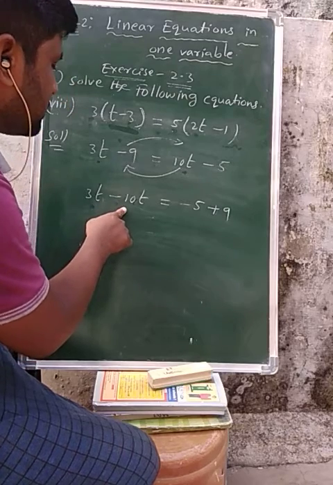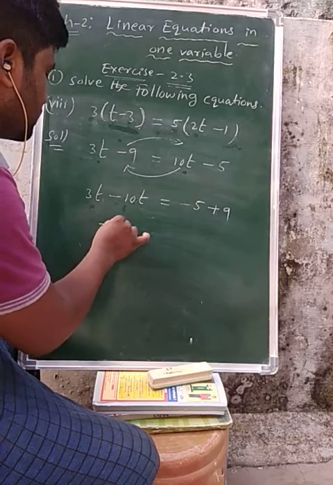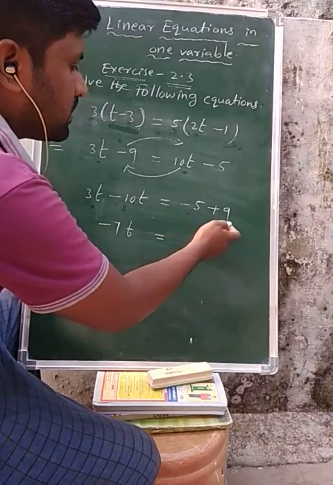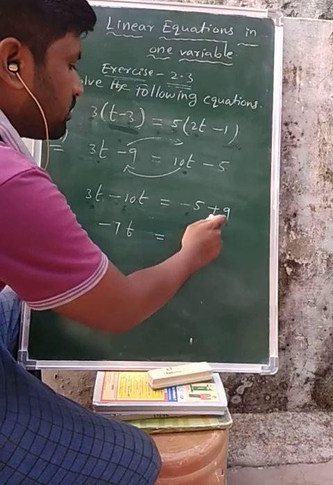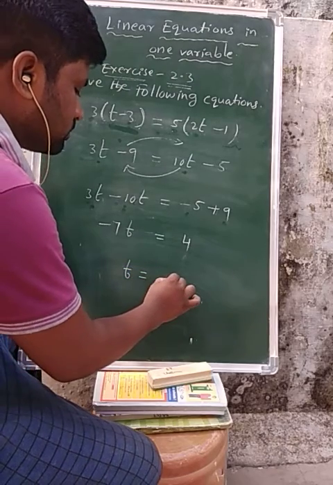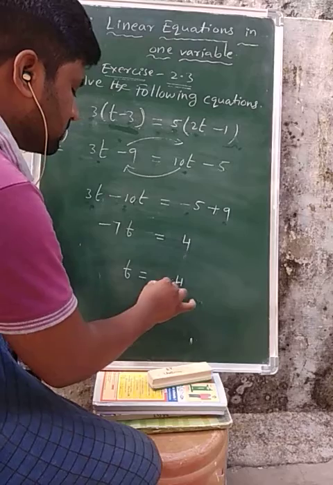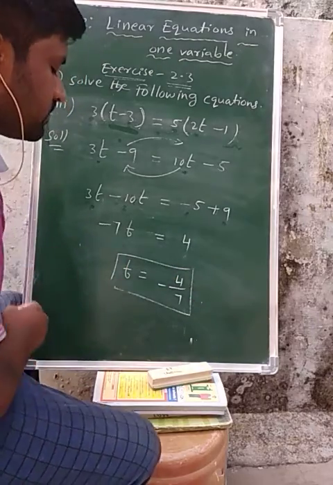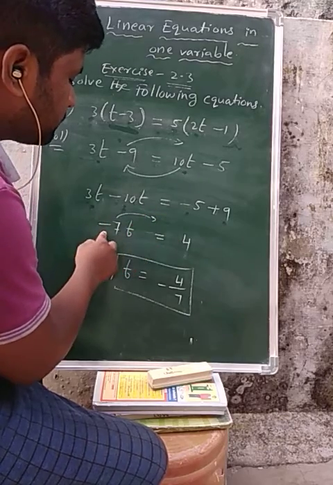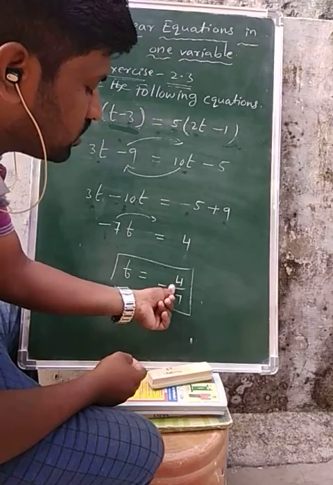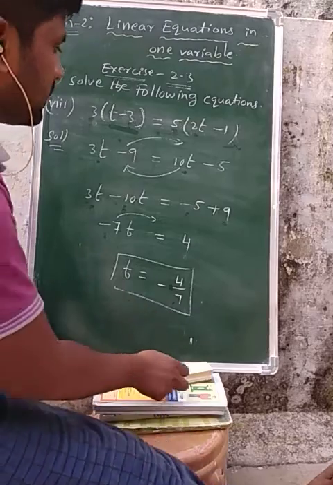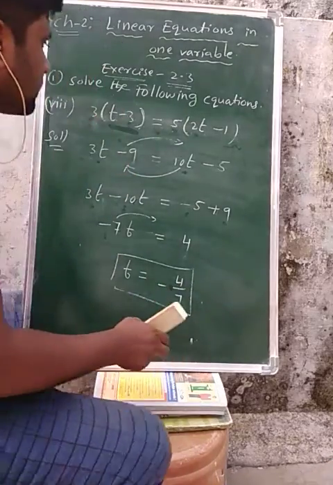3t minus 10t, 3 minus 10, that is minus 7t, is equal to here minus 5 plus 9. Minus 5 plus 9 means we get 4. So minus 7t is equal to 4, and t is equal to 4 by minus 7, that is minus 4 by 7. Minus 7 is transposing to the RHS side, the multiplication quantity becomes a division quantity. So this is the required answer for this question. Now see one more question in this exercise.